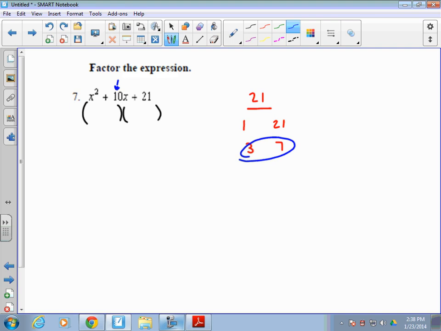So we're going to use x times x. We're just doing FOIL backwards. And 3 and 7. Once you have your numbers, then you can put in the correct signs to go with them. Remember, the plus sign in front of the c value tells you that they're both the same sign. So they're either both going to be plus or they're both going to be minus. Since they're both the same, look at the sign in front of the b value. It's plus, so they're both plus. x plus 3 times x plus 7.